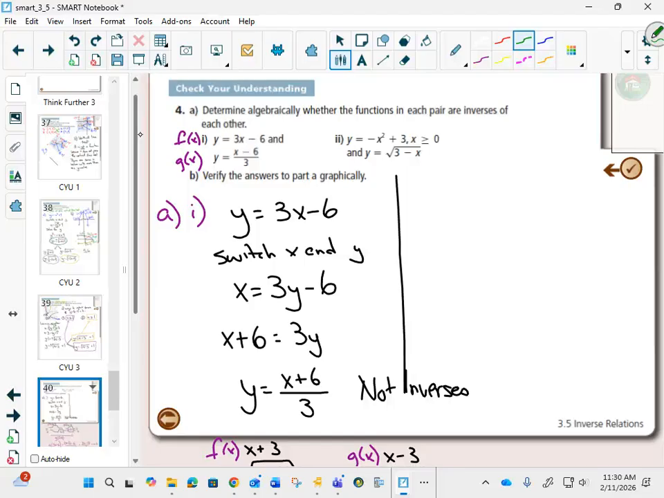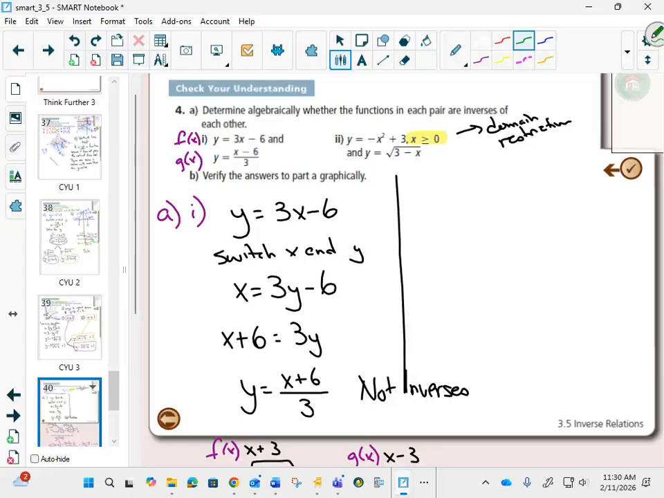Number 2. Couple things to notice in 2. First of all, I'm going to highlight that part. They have a comma and then they have x is greater than 0. That is a domain restriction. Can you see that negative x squared plus 3 is a parabola? And having that domain restriction, they're only taking half of it. Is the half that they picked this square root, or is the half that they picked the negative square root? We have to find out.